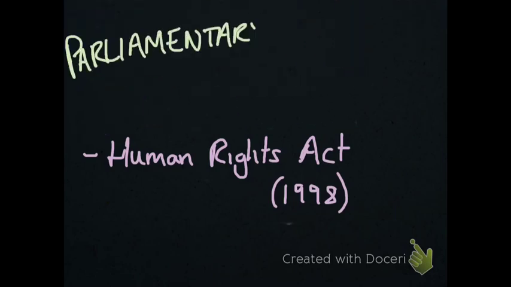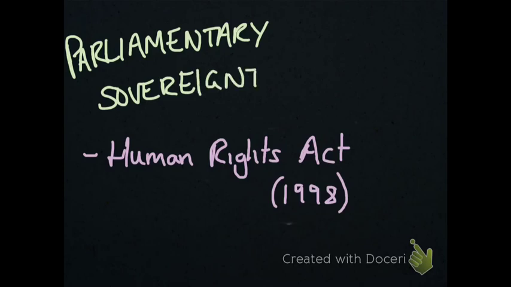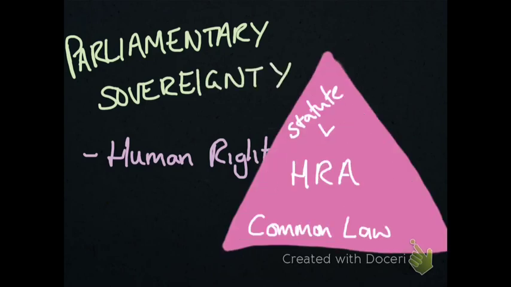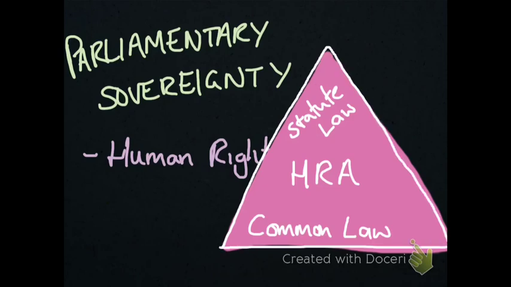There was one issue with the Human Rights Act, and that's that Parliament refused to give up their ultimate sovereignty, and so were allowed dispensation to introduce laws that contravene the Human Rights Act. These laws then stand instead of the Human Rights Act. Essentially, this has created a hierarchy of law in the UK of common law, Human Rights Act, and statute law.